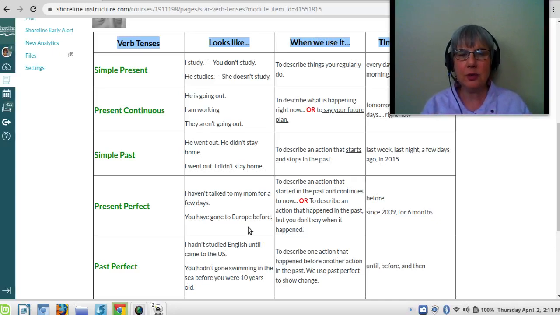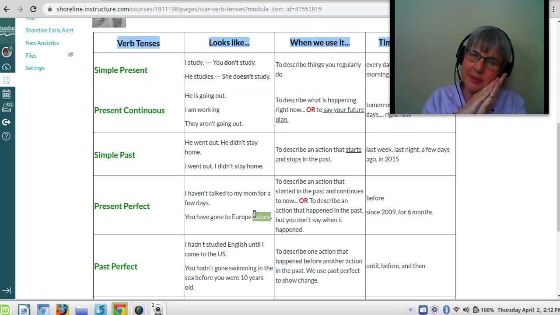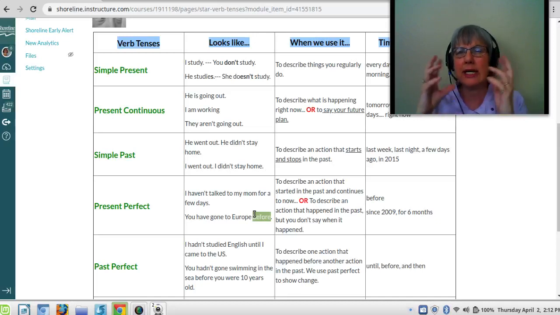You have gone to Europe before. I use present perfect here, but I'm just using the word before. Okay, it means sometime in your life. So anytime you want to say sometime in my life, sometime in her life, you just say before. So I have seen a shark before. I have swum with a shark next to me. I have seen a ghost before. I have slept outside before. These are experiences I have had.